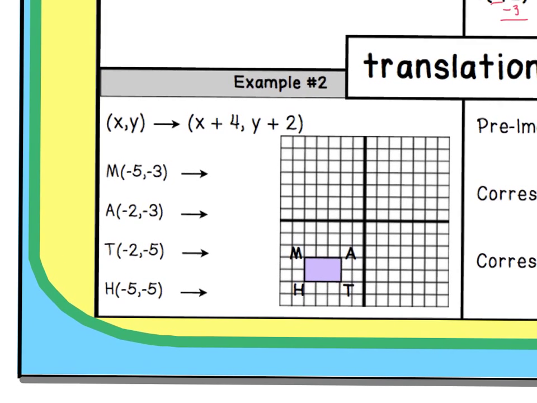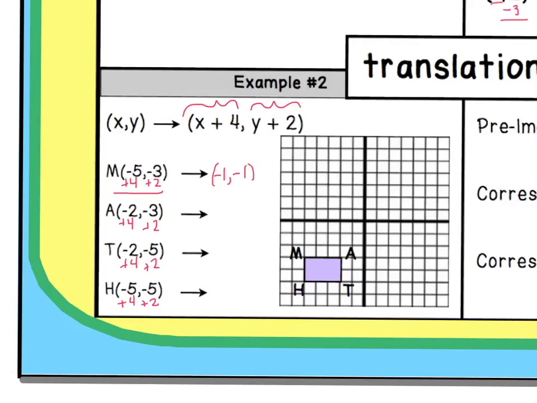Now on the next one, you'll notice that it tells us that we have something happening to our x and something happening to our y. So with our x value, we have to add 4, and with our y value, we have to add 2. So negative 5 plus 4 would give us negative 1. Negative 3 plus 2 would give us negative 1. Again, we're adding 4 to our x's, and we're adding 2 to our y's.